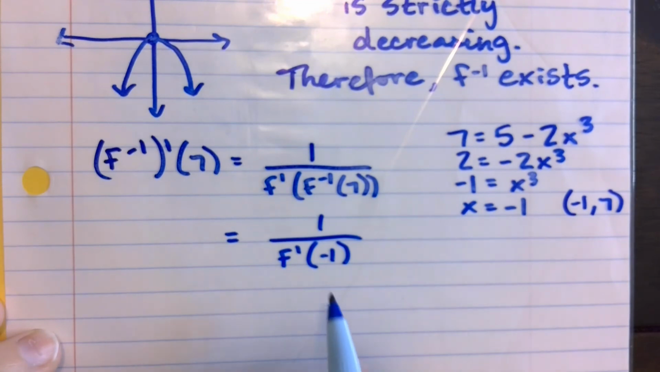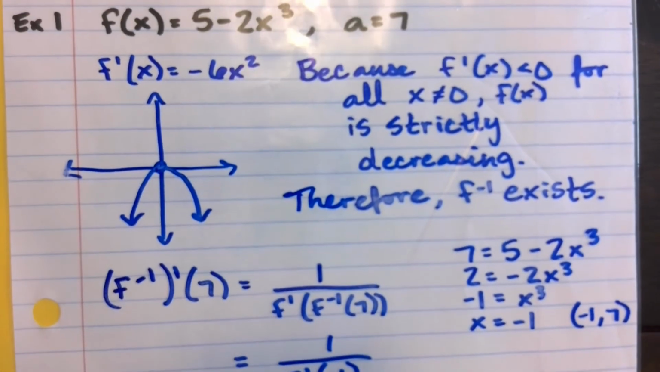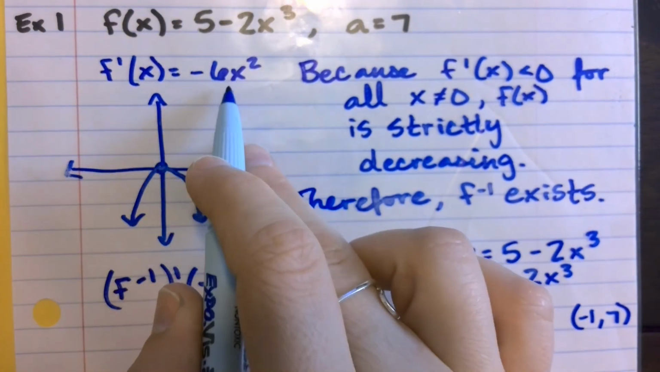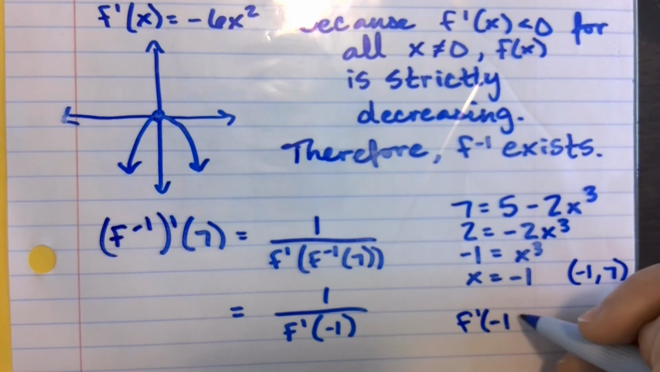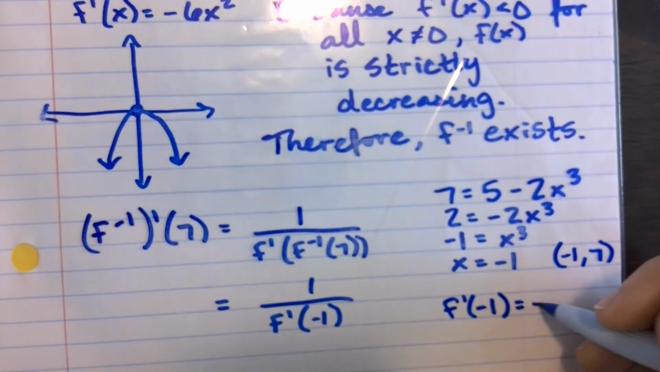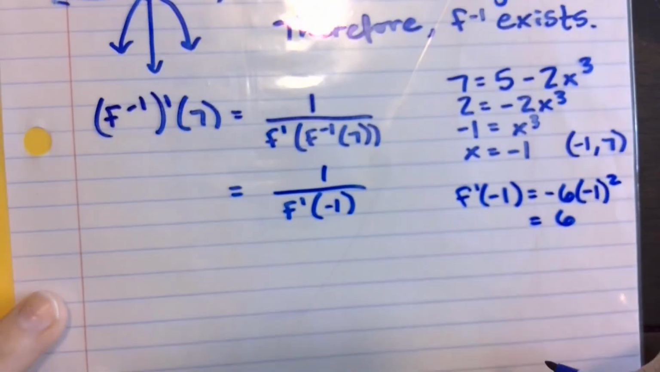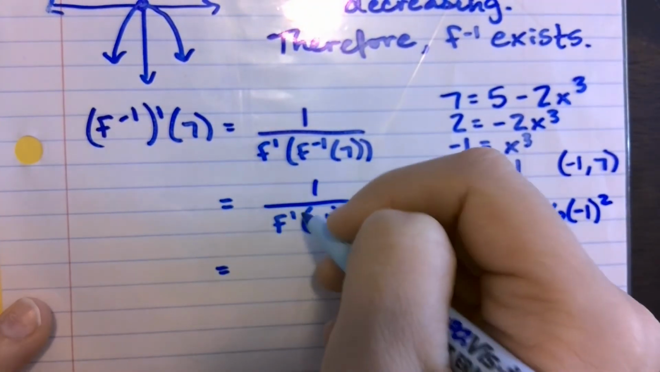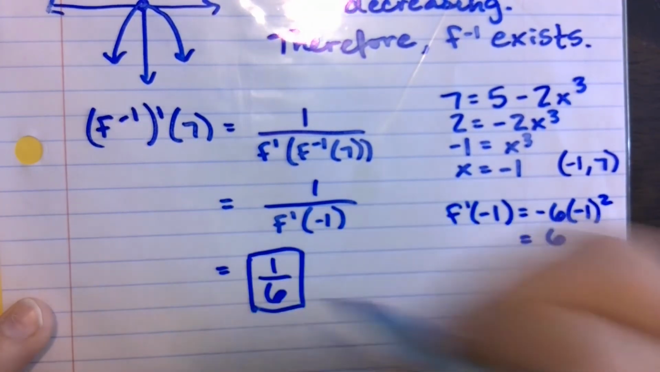So I can go ahead and plug in my -1 here, where my f inverse of 7 is -1. And now I'm trying to figure out f prime of -1, which we have already found f prime. We're up here. So f prime of -1 is going to be -6 times (-1) squared, which is a +6. So my derivative here ends up being 1 over 6.